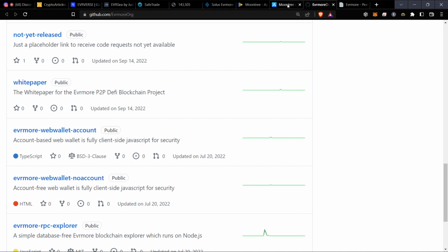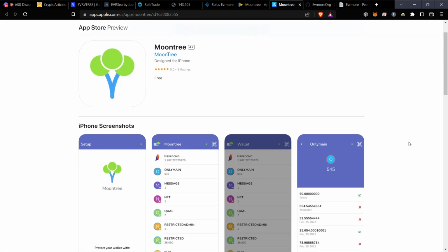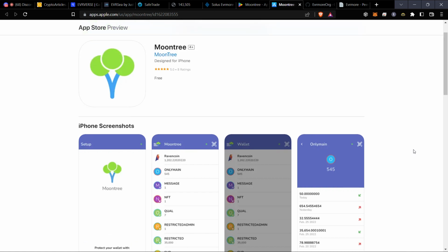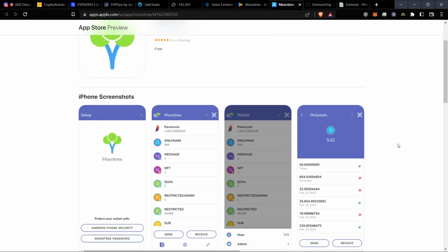github.com/evrmore.org. All right, now I want to bring your attention to where you can store your Evrmore. Aside from the Evrmore Core or QT, there is an app out there called Moontree. You can download that on the App Store. It is great. It is a light client, so you don't have to download the entire blockchain. You download this wallet, and it's free. You can't beat free. This is amazing. And on top of that, it is asset aware. So assets that are being minted on the Evrmore chain, you can store them there and see them there.